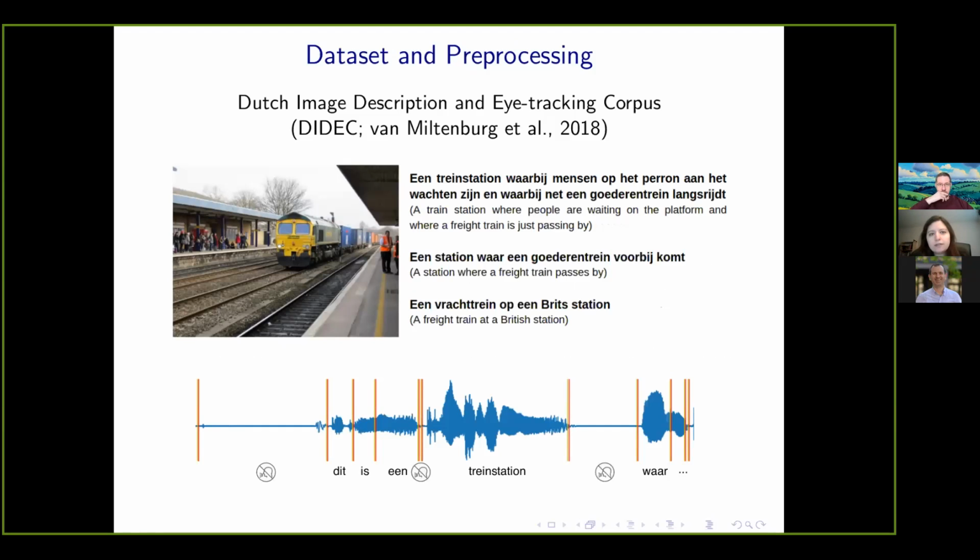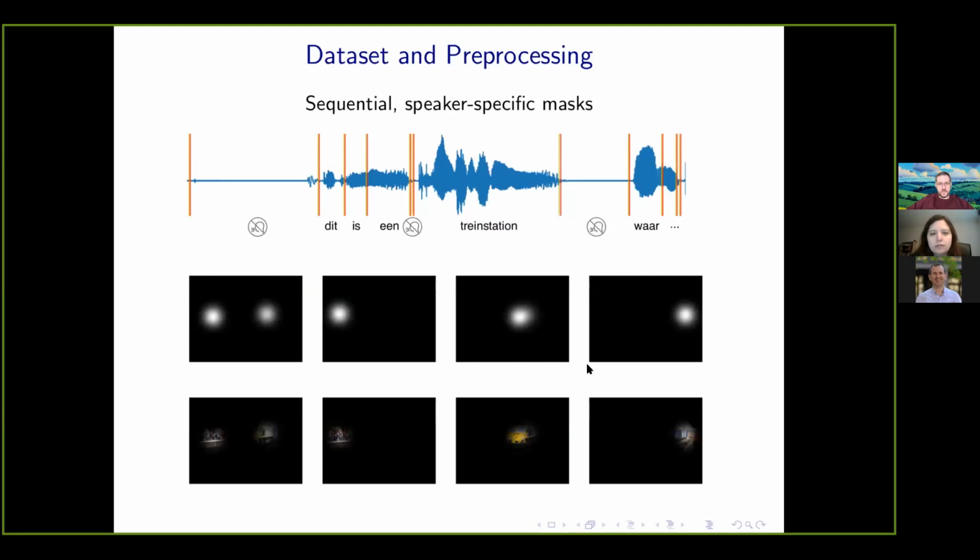So I mentioned this data set. This is the Dutch Image Description and Eye-Tracking Corpus, DIDEC, which was actually not collected by us. It was collected by a different group at Tilburg University. And so here we see an image, and on average, there are 15 captions, descriptions per image by different people. And again, as I said, there are spoken descriptions and eye tracking data for each of these descriptions.